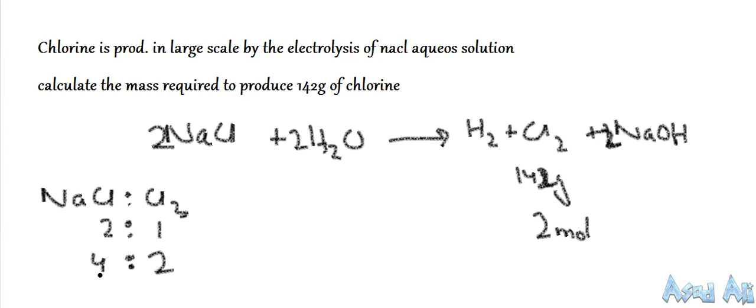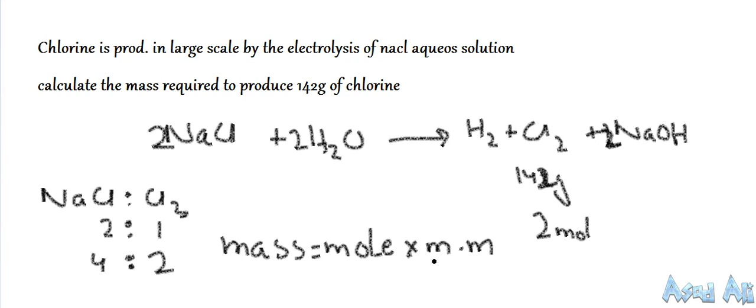Now if we are using 4 mole of NaCl, then we can obviously calculate the mass of NaCl. The mass of NaCl will be calculated like this. Mass, as we know, is equal to mole multiplied by molecular mass. Now 4 mole is required to produce 2 moles of Cl2. So we multiply 4 by the molecular mass of NaCl, which is 23 plus 35.5, that will become 58.5.